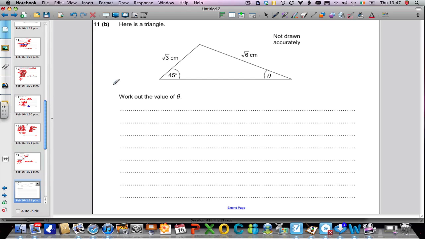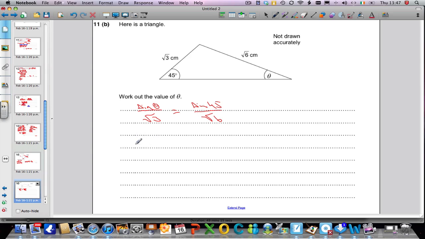Alright, question 11. Work out the value of theta. Right, so we got theta here, and we got an angle here and the opposite side. Now, the fact that we have angles and the sides opposite should scream to you that you need to use the sine rule. So I know that sine of theta divided by root 3 must be equal to sine of 45 divided by root 6.